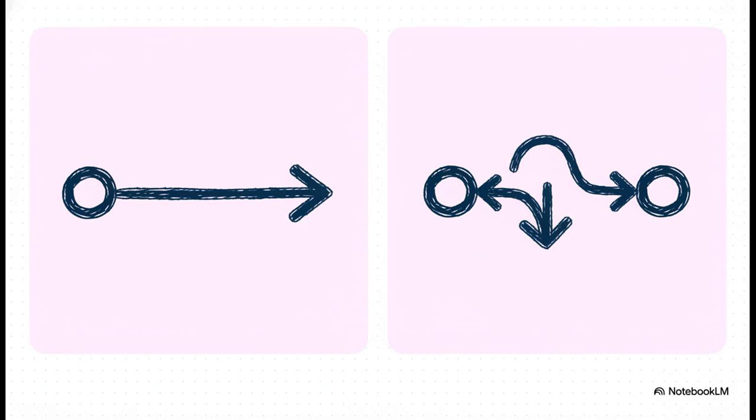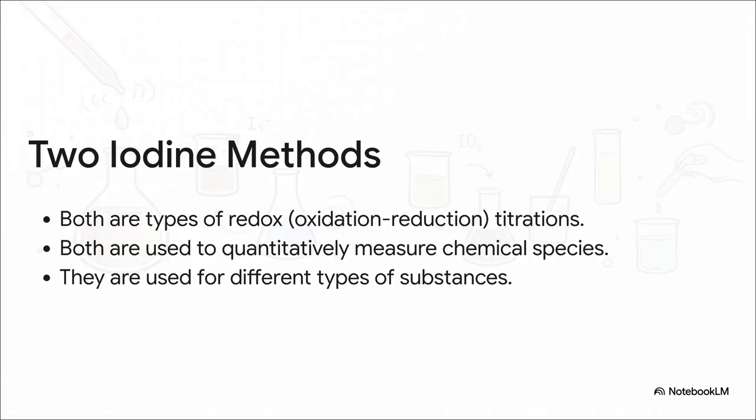Think of iodimetry as the direct approach, one straight line reaction. Iodometry, on the other hand, is the indirect method. It takes a couple of steps to get there. So to be clear, both of these methods are built on the same redox chemistry, and they're both used for incredibly precise measurements. The real difference, the thing that sets them apart, is the kind of substance they're designed to measure. You'd use iodimetry for one type and iodometry for a completely different one.